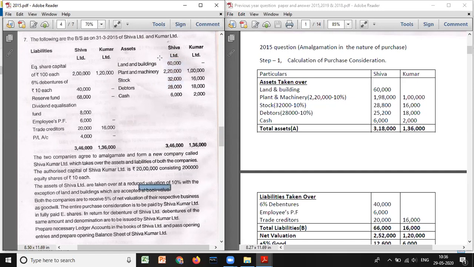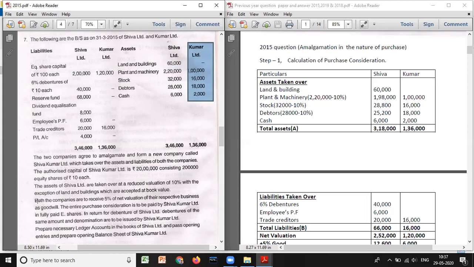Look at it, this land and building is accepted at the book value. Next, what they have given. With the exception of land and building, they have not given information related to Kumar Limited, so you should assume that all are taken over at book value.